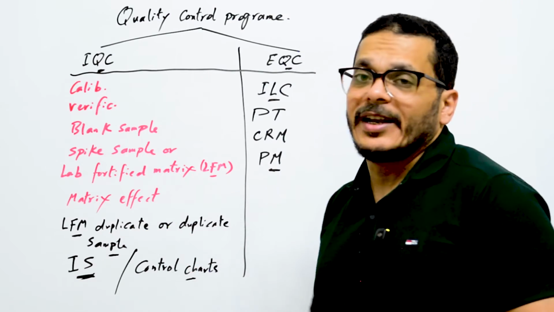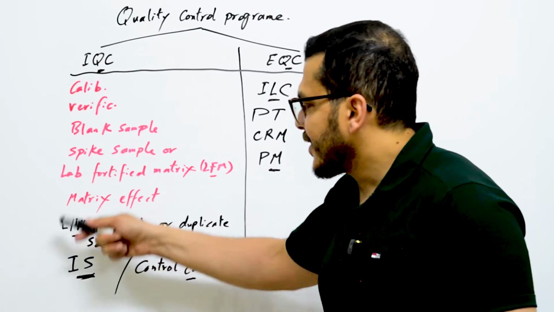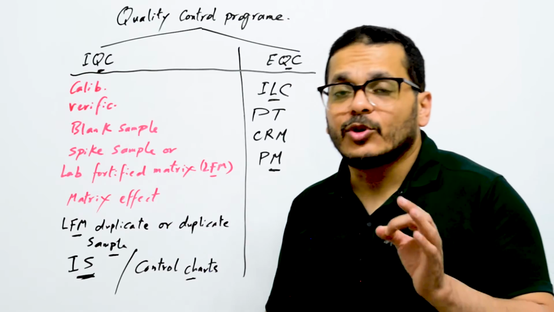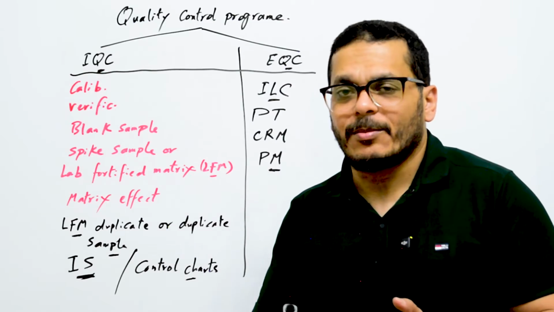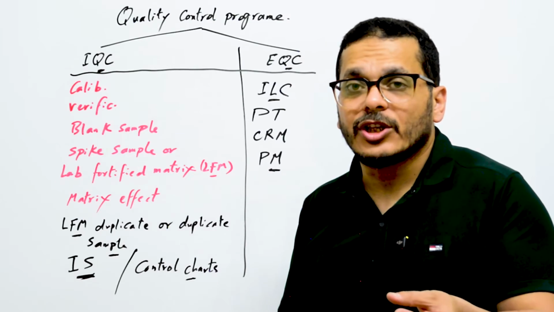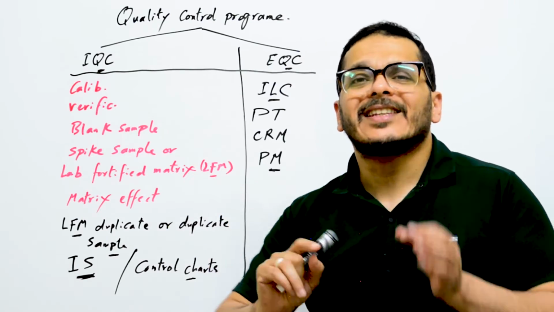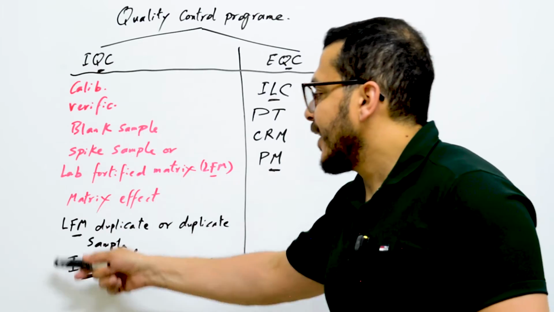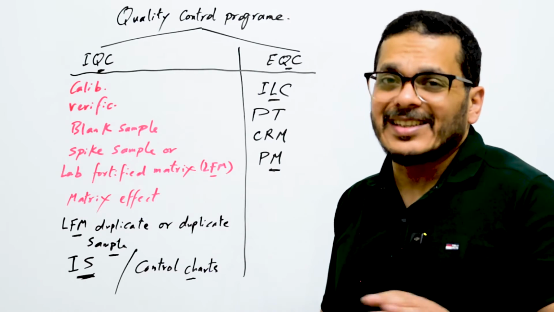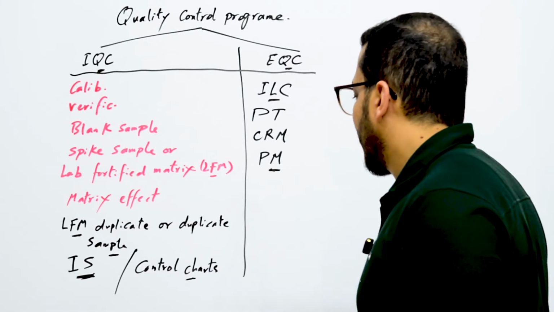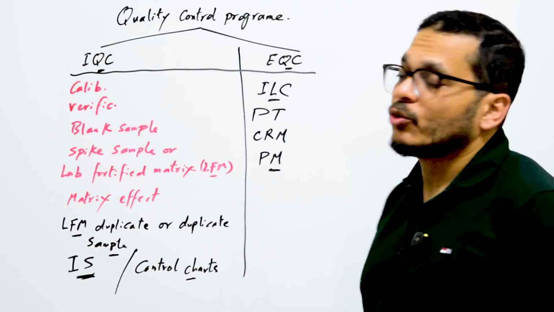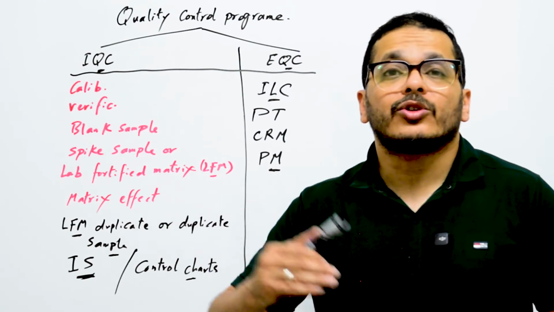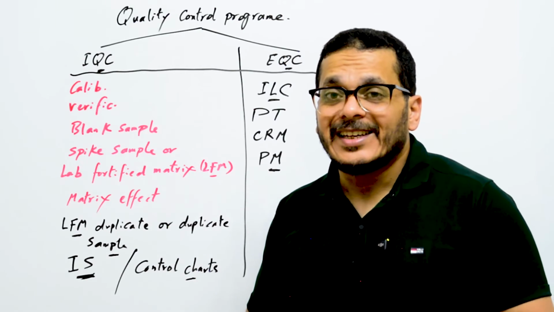and lab fortified matrix duplicate. That's not in every lab, not in every guideline, but in some laboratories they use lab fortified matrix duplicate or duplicate sample. A sample spiked with a known concentration will be run 2 times in the same sequence. And internal standard, which is very important in some cases, not for all analytes, and control chart, which is very important to ensure the performance of the method for the long term.